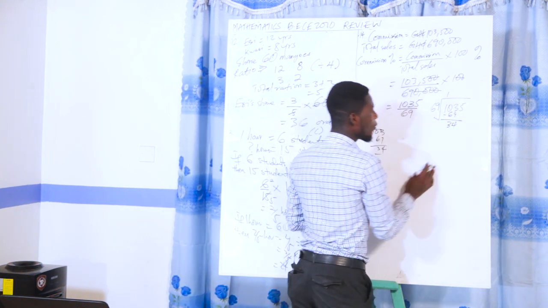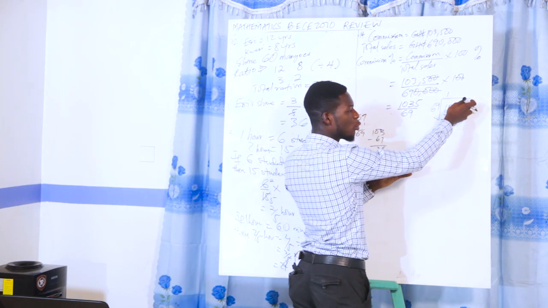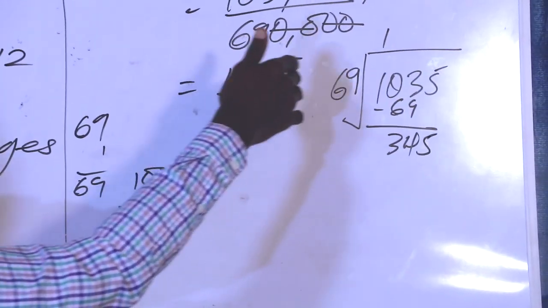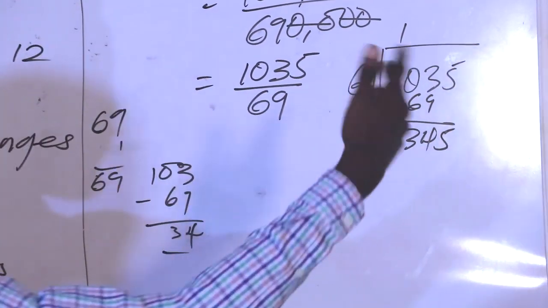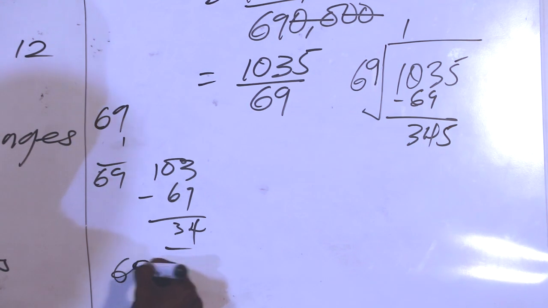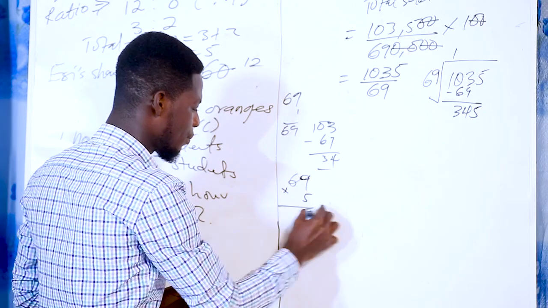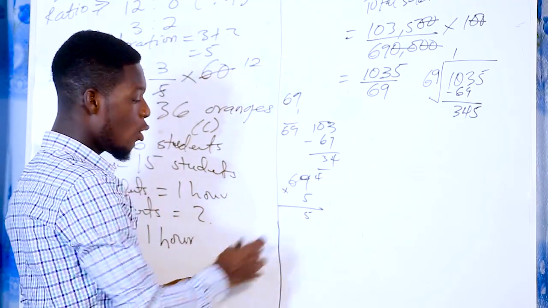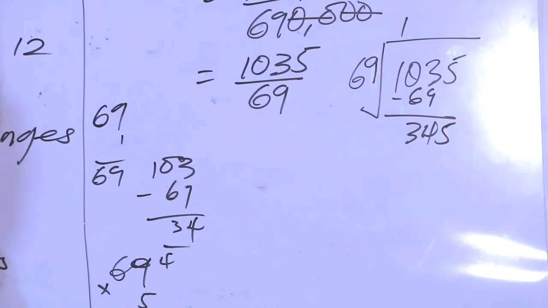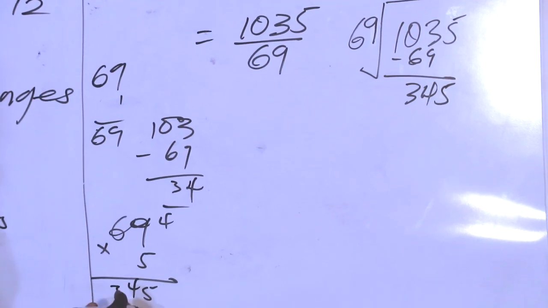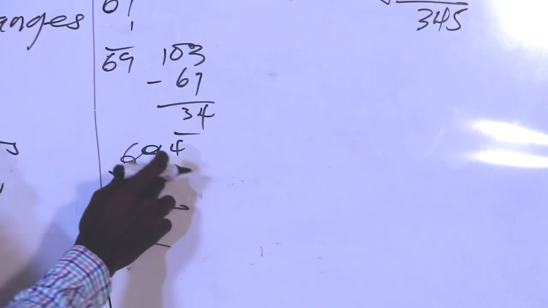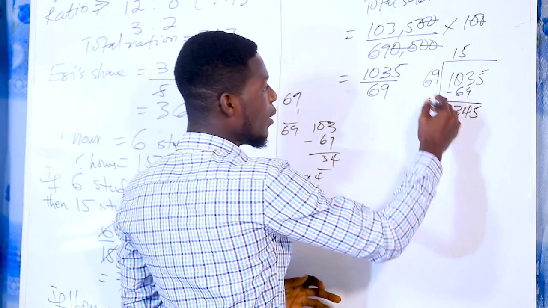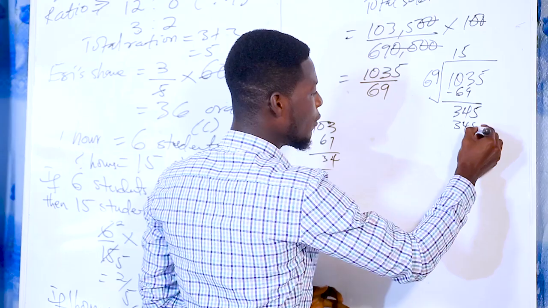So 34. 69 cannot go in 34, so we bring down this 5. Don't forget we have 5 here. Now, how many times will 69 go into 345? Let's try 69 times 5. 5 times 9 is 45. Remember 4. 5 times 6 is 30 plus 4, 34. That is exactly 345. So 69 will go 5 times. So 69 times 5 is 345.